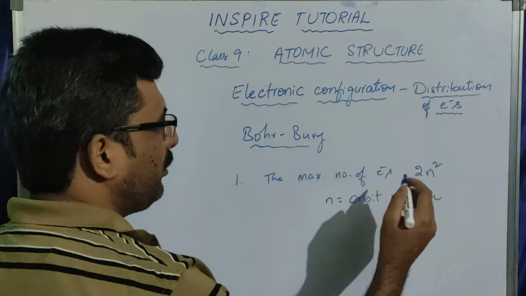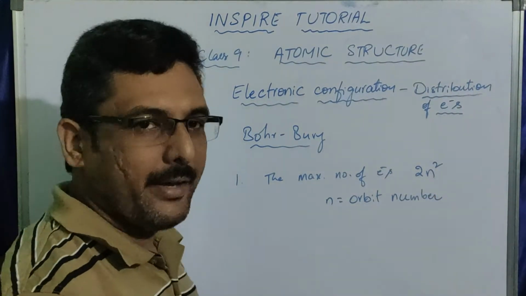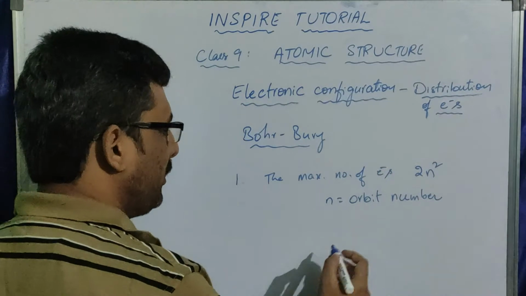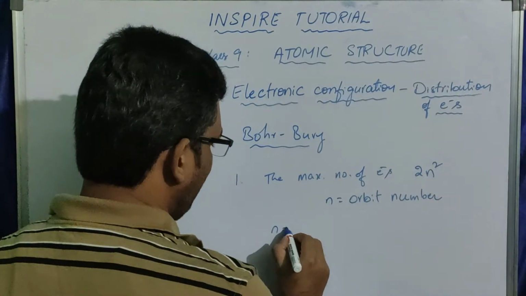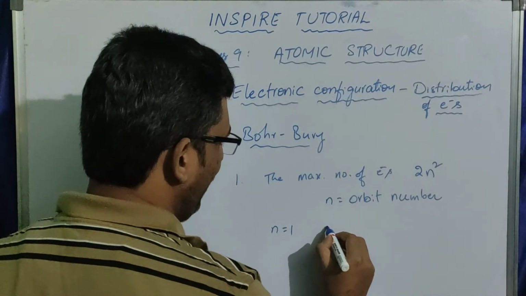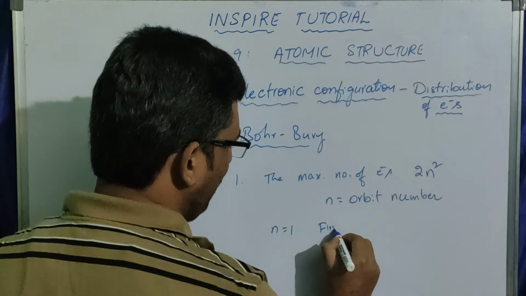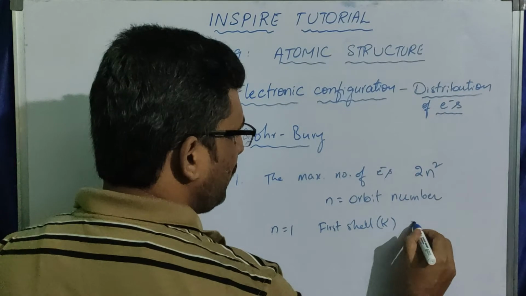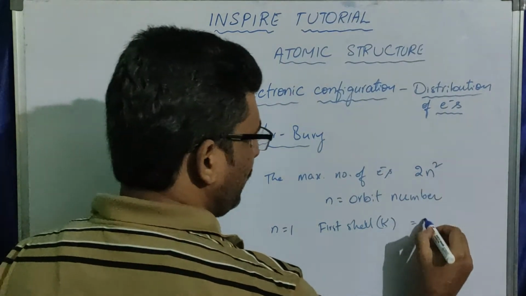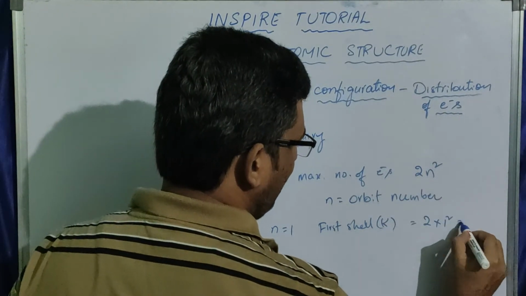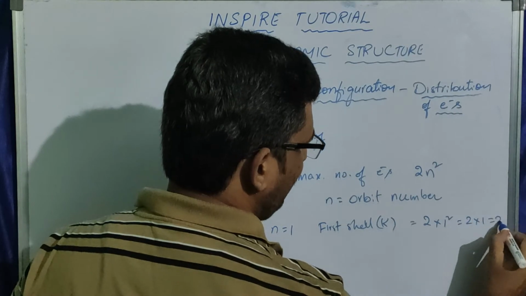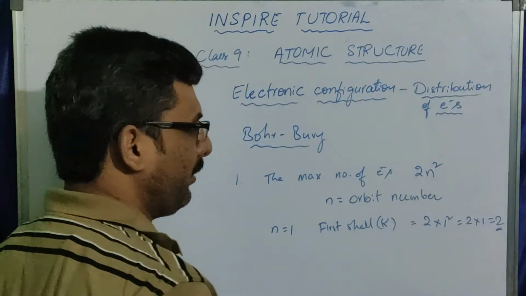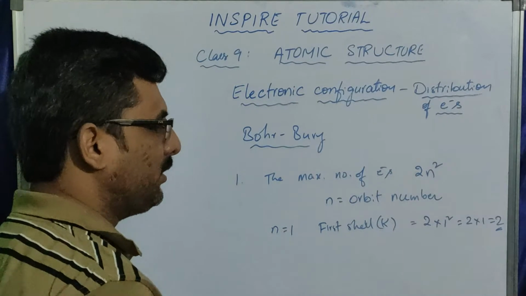For example, if you want to know how many electrons can be accommodated in the first shell, here n equals 1. n equals 1 is the first shell, that is the K shell. So that is 2 into 1 square, that is 2 into 1. That means 2 electrons can be accommodated in the first shell.